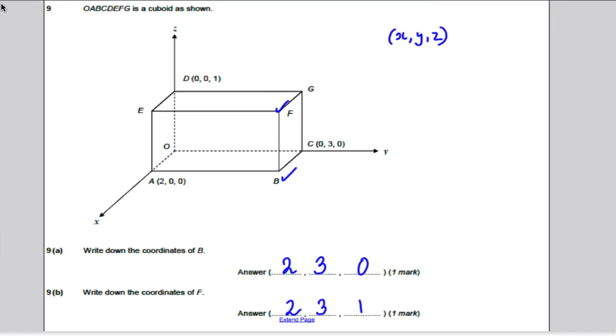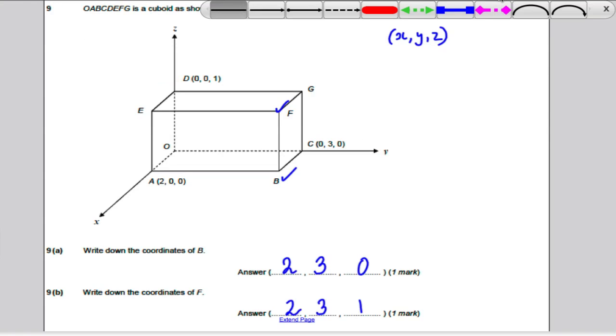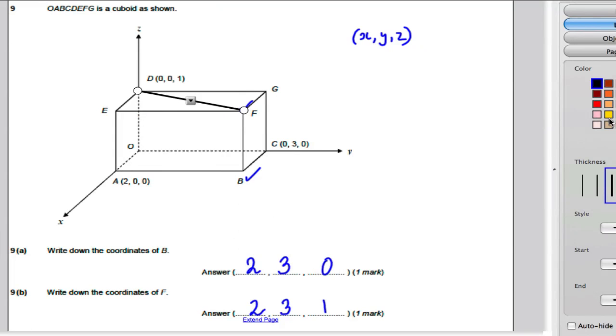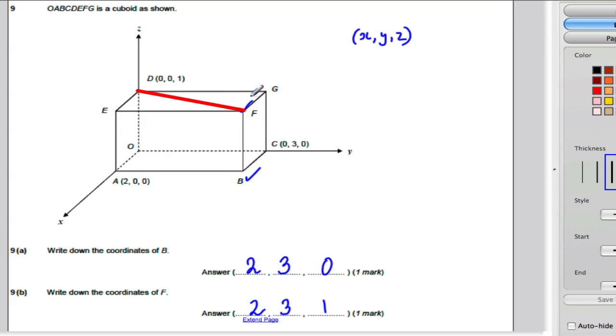Okay, the next question, 9c, asks us to work out the length of DF. Let's just draw in where DF is. D to F. It wants that length there. So I'm just going to highlight that in another colour for us. Now, do notice that we've got a right angle triangle on the top of this cuboid, and there would be the right angle. So if we knew this distance FG and that distance GD, we could work out the red line by using Pythagoras.